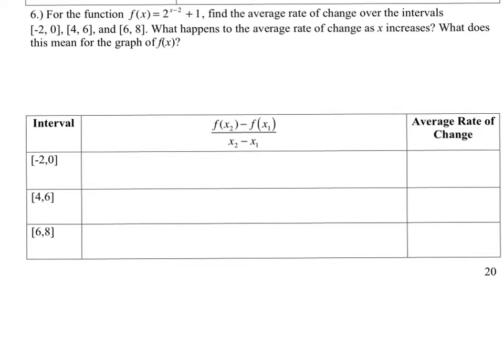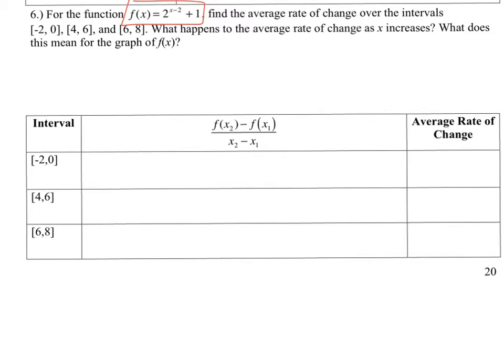For our next example, they give us the function but not the graph or the exact ordered pairs. So we're going to have to use this rule to find our outputs or our y values. We're asked to find the average rate of change over the intervals -2 to 0, 4 to 6, and 6 to 8, and then discuss what happens to the average rate of change as x increases, and what that would mean for the graph.